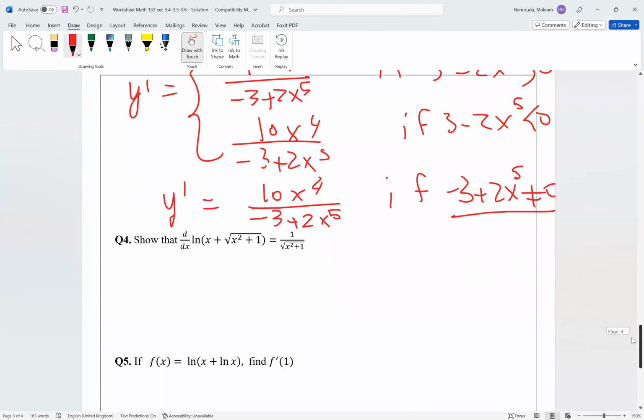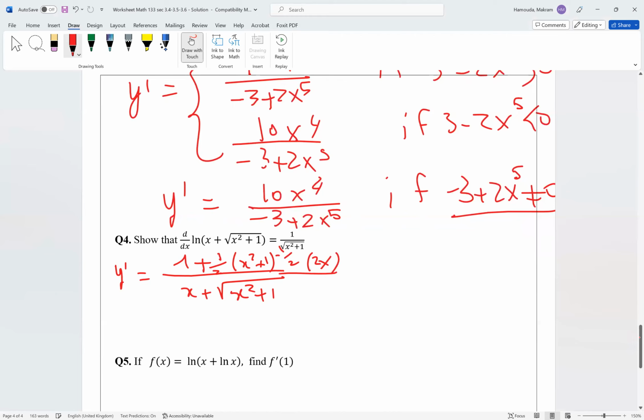Question 4, show that the derivative is equal. So we need to differentiate this. y prime is equal to, all the time it's ln u prime, so it's u prime over u. And here u prime is 1 plus the derivative of root x squared plus 1, which is half x squared plus 1 power minus half times 2x.